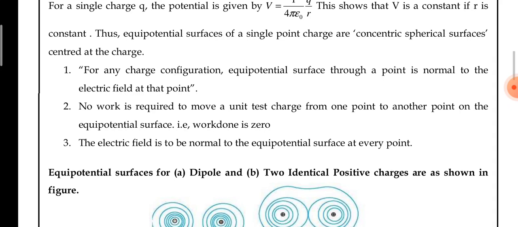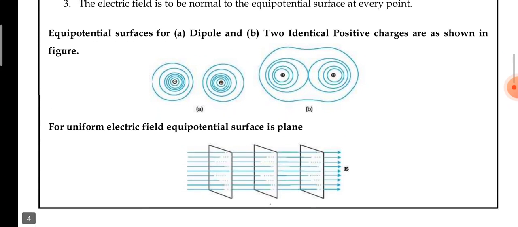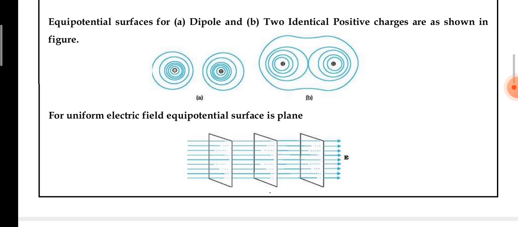Additionally, one more point I am saying here, point 4, not given here: two equipotential surfaces never intersect with each other. That is also one of the points. Afterwards, the equipotential surfaces they have given for different cases.